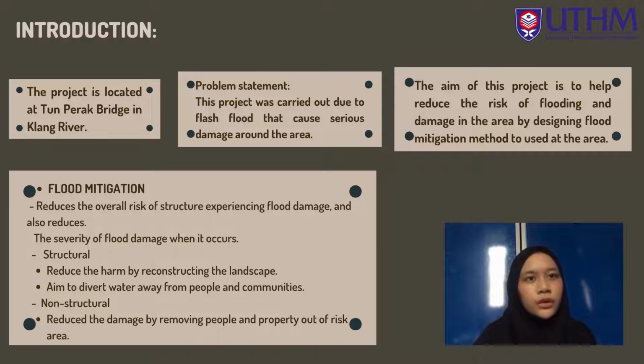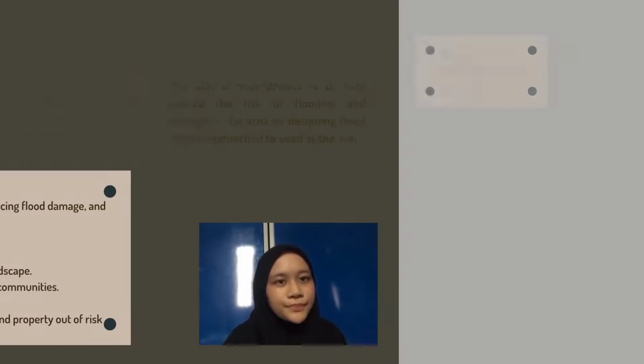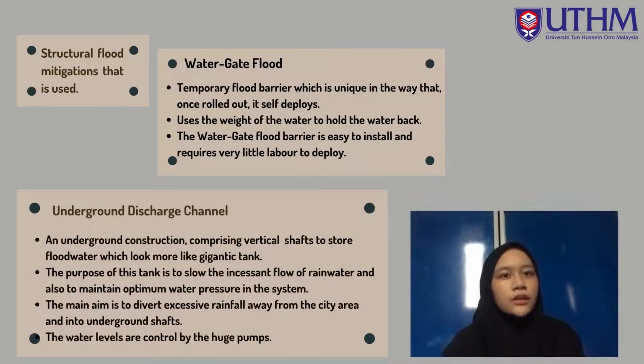There are two forms of flood mitigation. First is structural. Structure helps to reduce the harm by reconstructing the landscape. It aims to divert the waters away from people and community. Second, non-structural. It reduces the damage by removing people and properties out of the risk area. For this project, structural flood mitigation has been used.